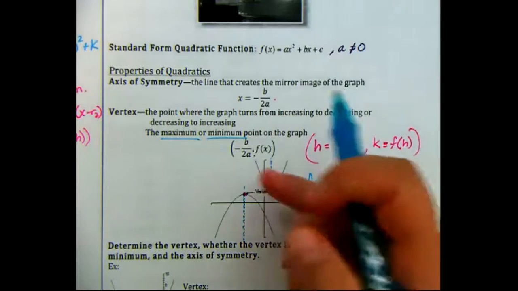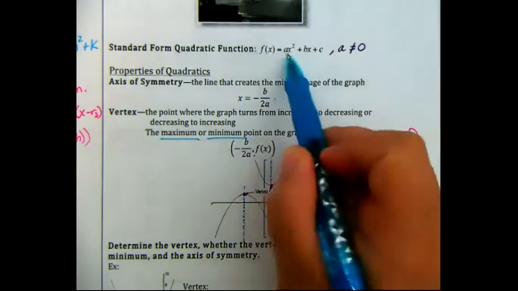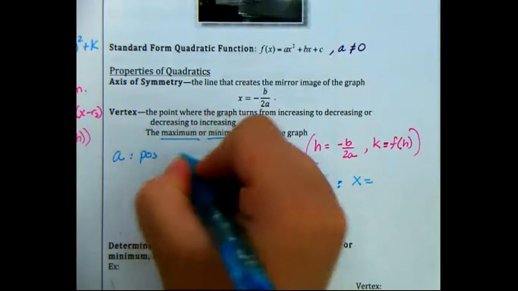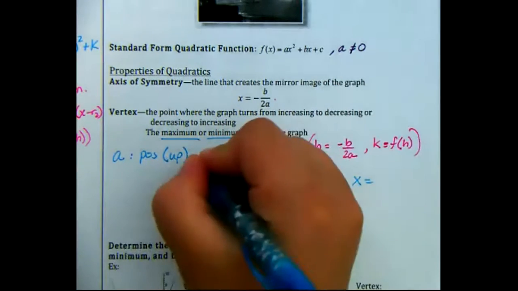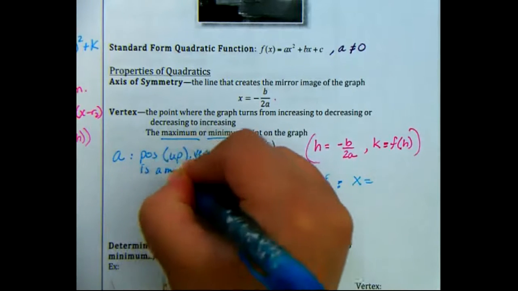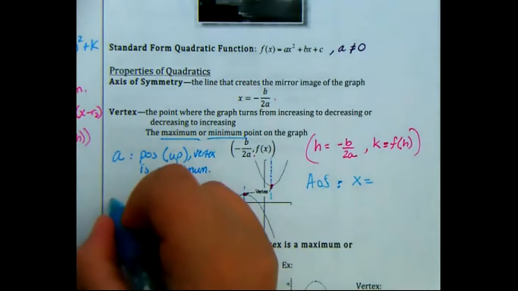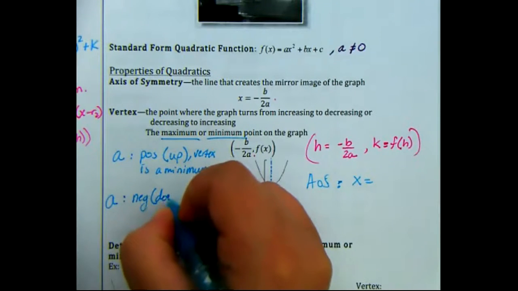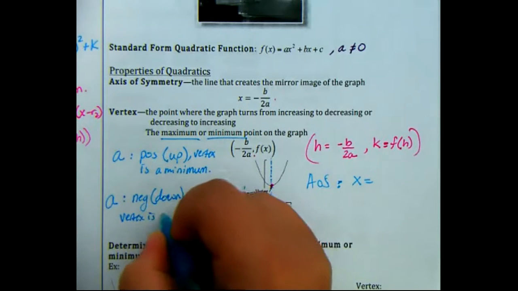Okay. And of course, we can tell if our parabola is opening up or down based on our a. So if a is positive, then our parabola opens down. I'm sorry, it opens up, and our vertex is a minimum. If our a is negative, then our parabola opens down, and our vertex is a maximum.